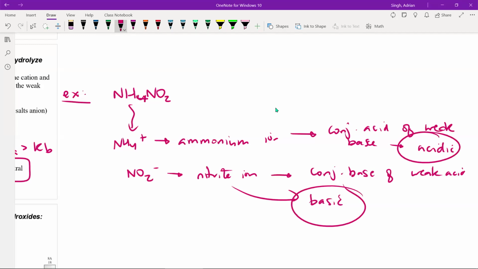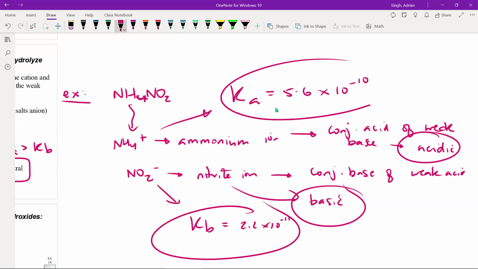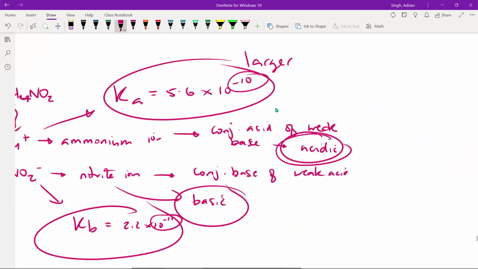Well, this is where we are going to now compare the Ka and the Kb values. So the Ka for NH4 plus is 5.6 times 10 to the negative 10. The Kb for NO2 minus is 2.2 times 10 to the negative 11, right? So we compare these two values, which one's larger? Well, to compare them, just look at your exponents, right? If it's a negative exponent, the smaller the negative exponent, the larger that thing is. So this here is going to be larger. And because this is going to give the acidic nature to the solution, this is going to win out.